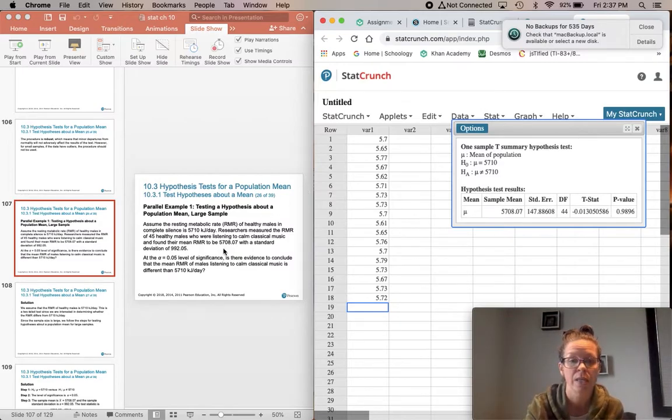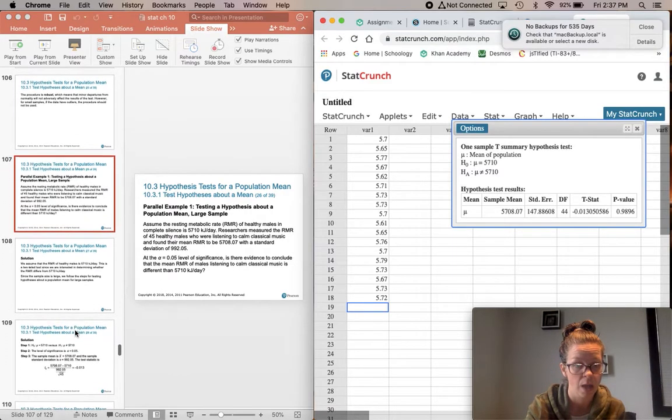Okay? So in this case, very large p-value. It doesn't even really matter what our alpha is, it really doesn't matter because 0.98, that's about as big as it can be. So we are definitely not rejecting our null hypothesis here.